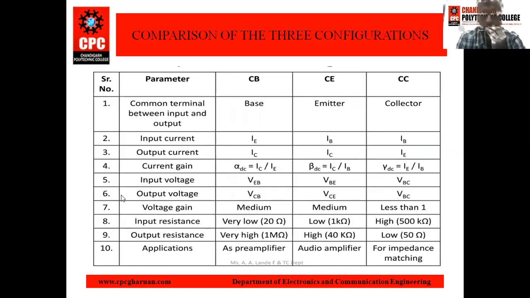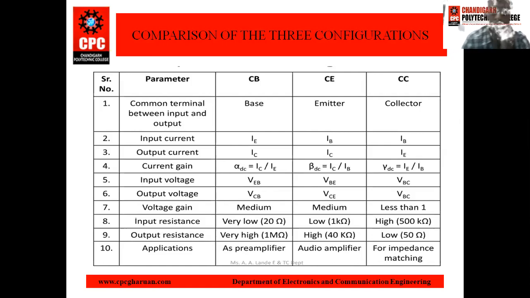After that, the differences between common base, common emitter, and common collector. The first difference is the common terminal: in common base it is the base, in common emitter it is the emitter, and in common collector it is the collector. Input current is IE in common base, IB in common emitter, and IB in common collector. Output current is IC, IC, and IE. The gain is IC upon IE, IC upon IB, or IE upon IB, as we discussed in previous slides.